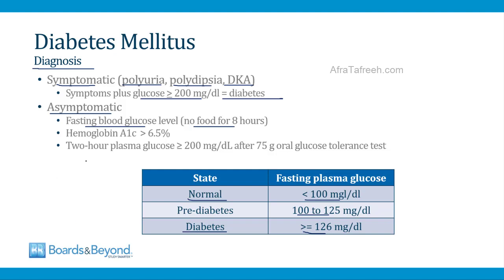Another way to make the diagnosis in an asymptomatic patient is to measure the hemoglobin A1C level. If it's greater than 6.5%, this is diabetes, and we'll talk about the A1C level in just a minute. And then finally, you can also make the diagnosis in an asymptomatic patient by doing a 2-hour plasma glucose tolerance test. This involves administering a 75-gram oral glucose load, and then 2 hours later you measure the plasma glucose level, and if it's greater than 200, this is a diagnosis of diabetes.